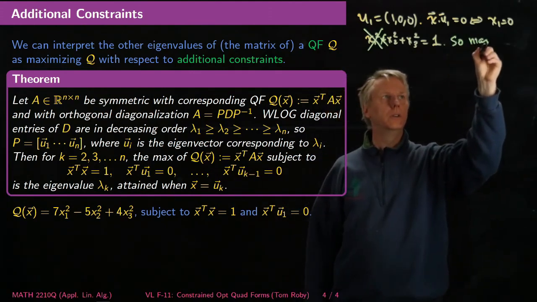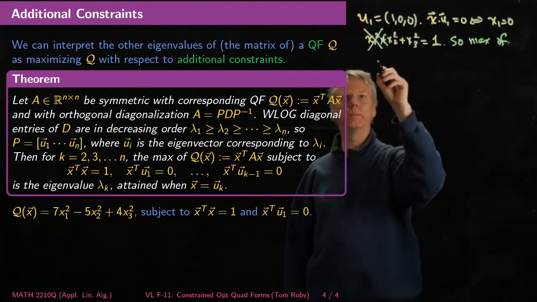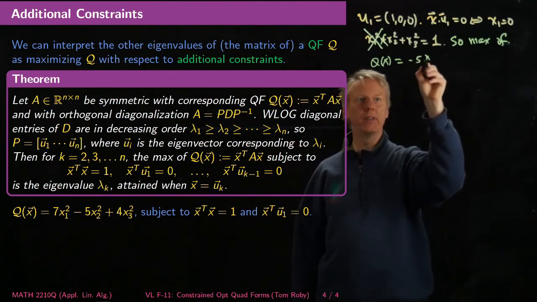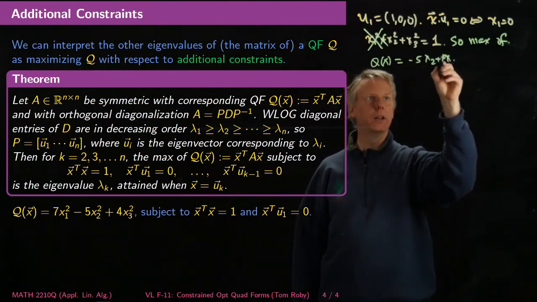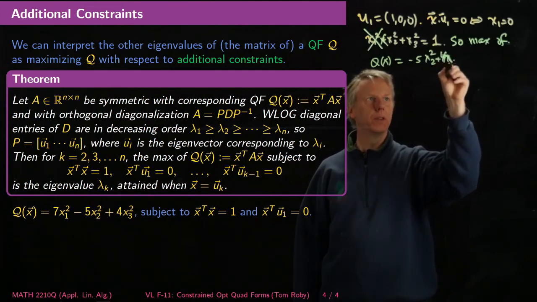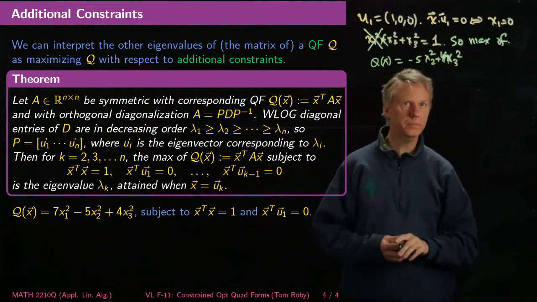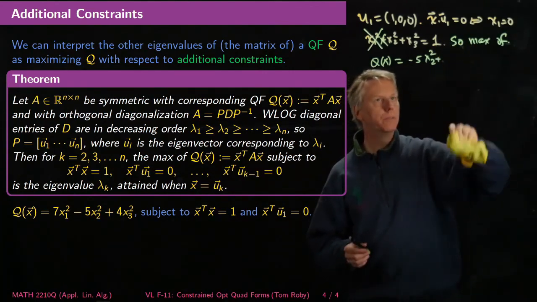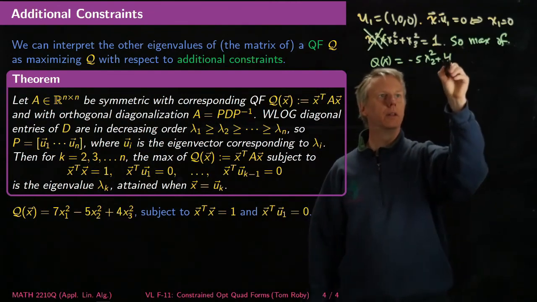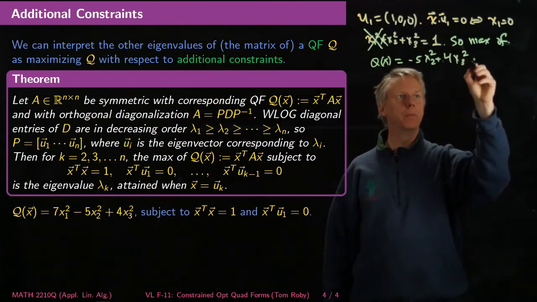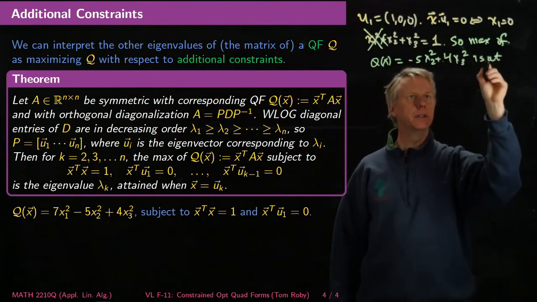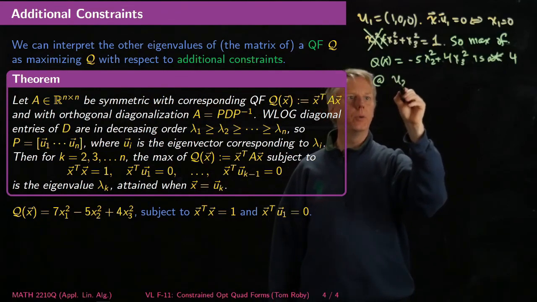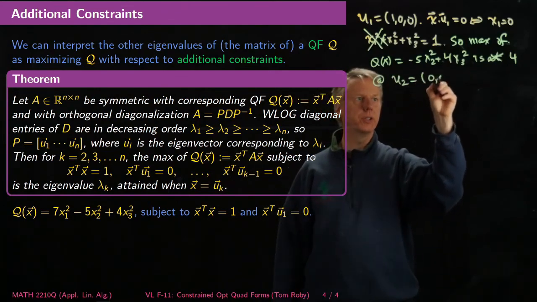So the max of q of x, which is now just equal to minus 5x2 plus 4x2 squared plus 4x3 squared. Let's make that clearer. Is 4, and it's at what I'll call u2 now, which is the vector 0, 0, 1.